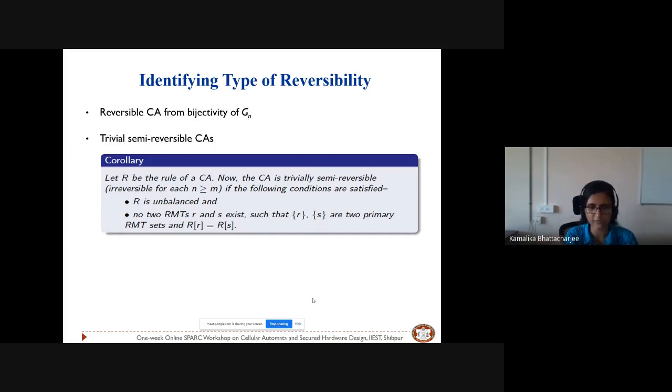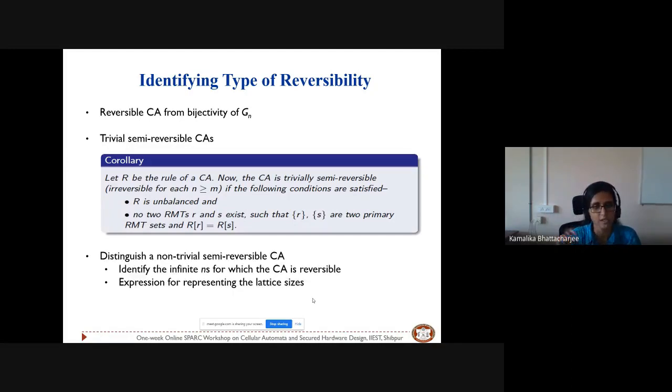But as the rule is unbalanced, after some time, obviously there will be a cell length for which it is going to be irreversible, because after some time when all possible configurations are supposed to be generated, it will be irreversible. So only for a finite number of cases it can be reversible. That's why you call it trivially semi-reversible.